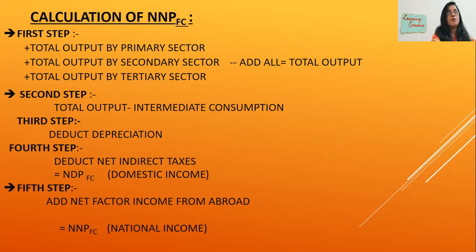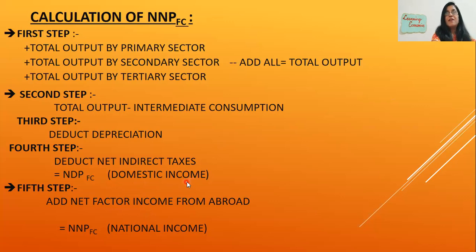And the fifth step is, when we complete the fourth step, you can see we have already got NDPFC. This is NDPFC, and what is NDPFC? Actually, it is our domestic income. So NDPFC we have already got. And for changing NDPFC into NNPFC, domestic income into national income, what do we do? We add net factor income from abroad. So this is the simplest thing we can do.